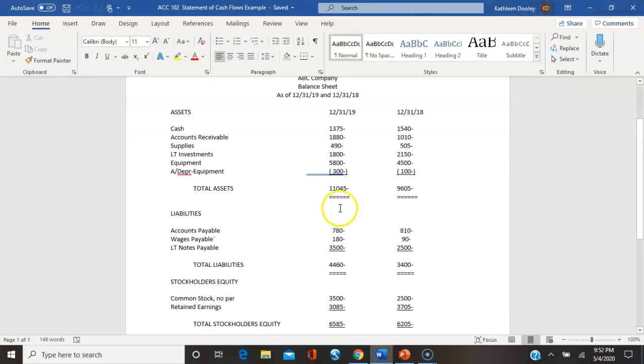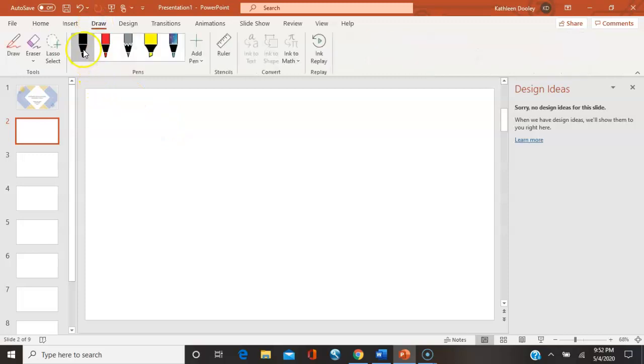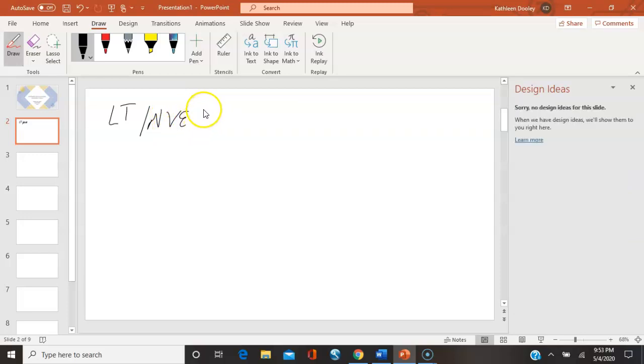Okay, so here we're going to start out with our long-term assets, and we have long-term investments, and they went from 2150 to 1800. So I go onto my slide, and this is my long-term investments table. A little bit sloppy this way, but okay.